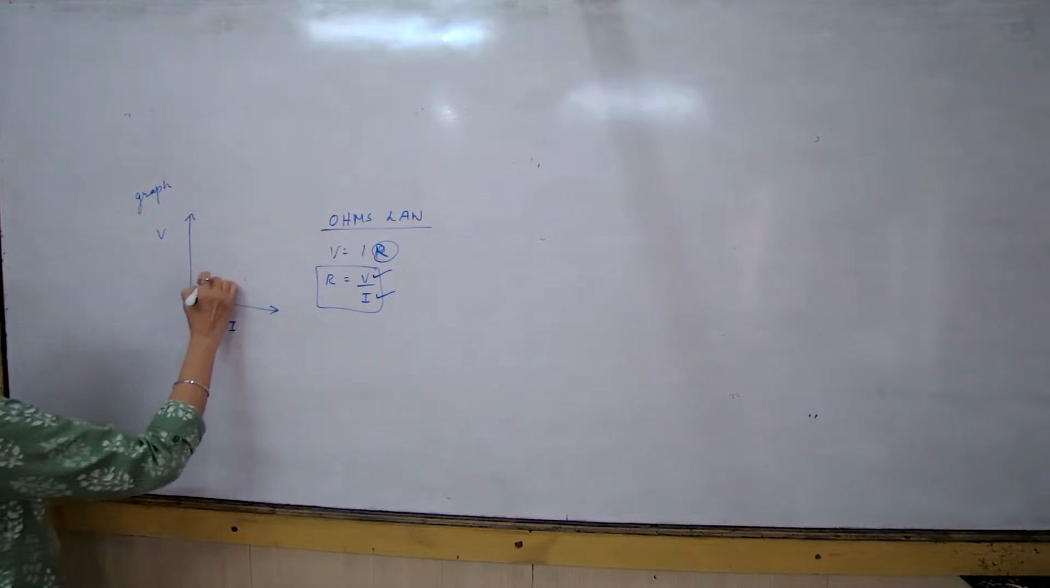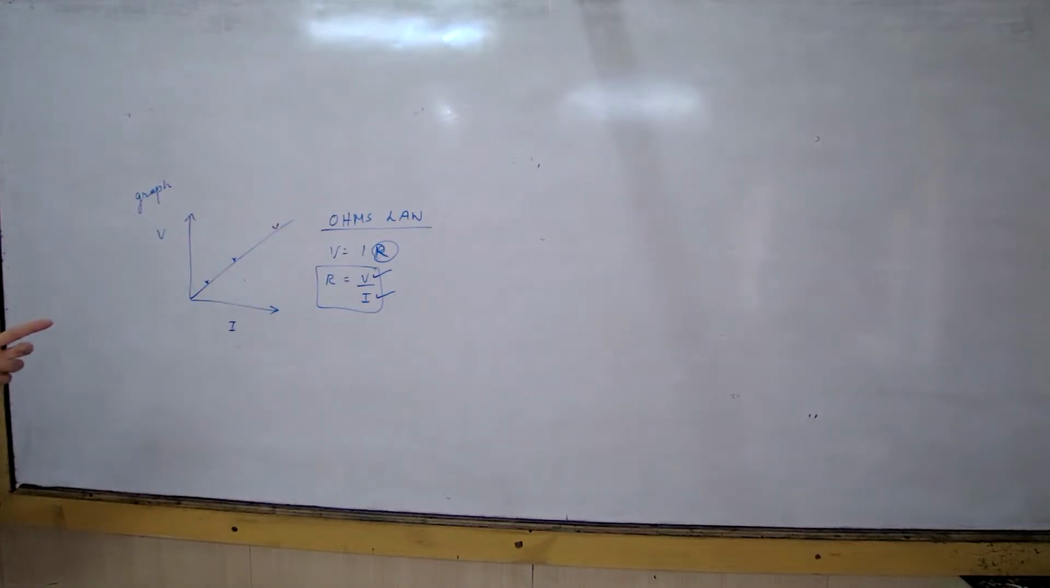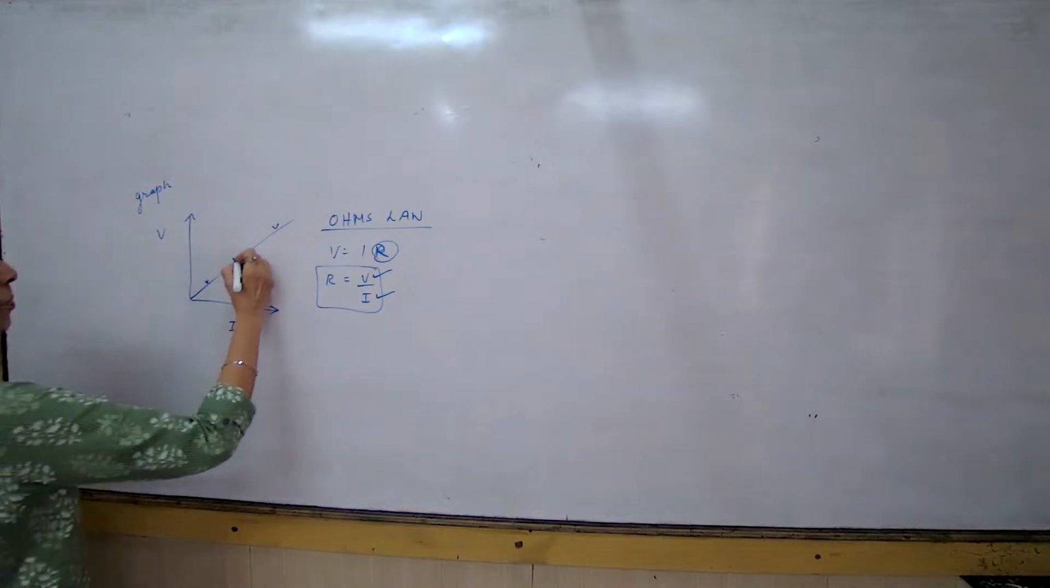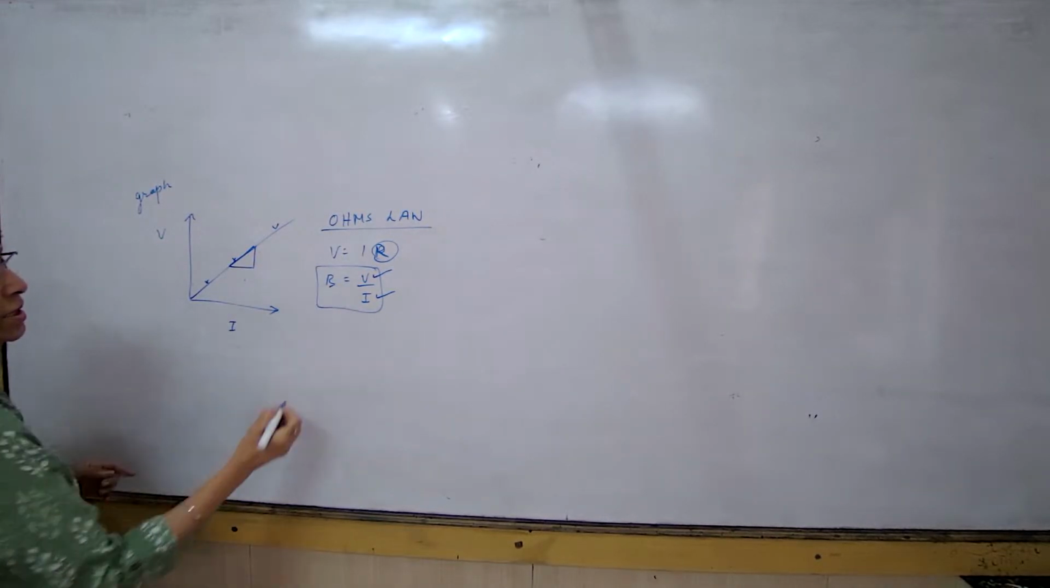So you will get a graph which looks something like this. It's going to be a straight line graph through the origin. Okay, you understand? So it is the slope of the graph. This slope of the graph is going to be R. So R is given by the slope.